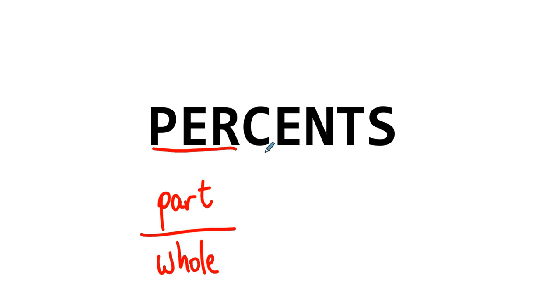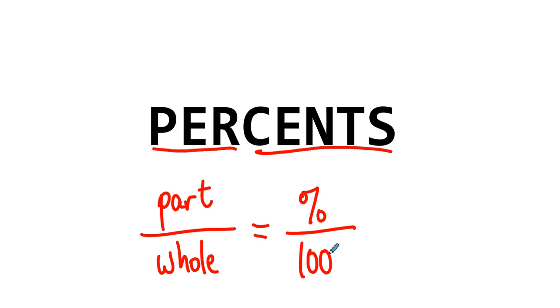Percent means per 100. So part is to whole. We compare that to what the percent is out of 100. Percent is out of 100. So we take the fraction that relates what part we're interested in relative to the whole, and we scale it up or scale it down or cross multiply or what have you to compare that to a fraction out of 100. 100 becomes the basis of comparison.